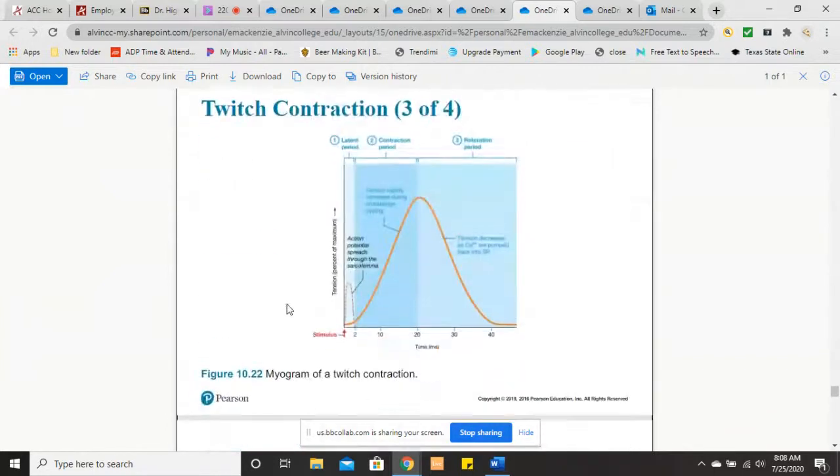And you see them all in this picture here. The latent period, contraction period, and the relaxation period. If you notice, over time, they don't represent the same blocks of time. The latent period is very brief, okay? Less than 2 milliseconds. Your contraction period is a bit longer, and the relaxation period takes a longer time.